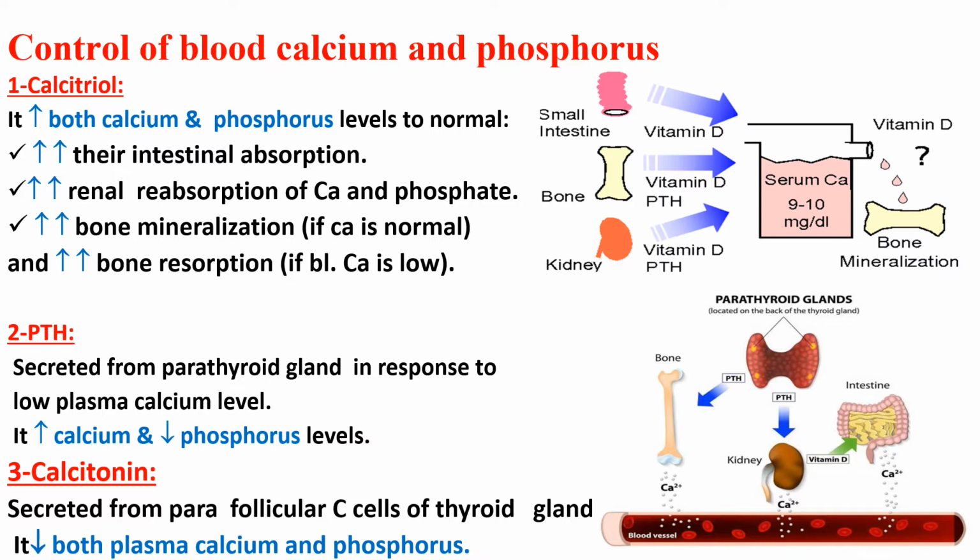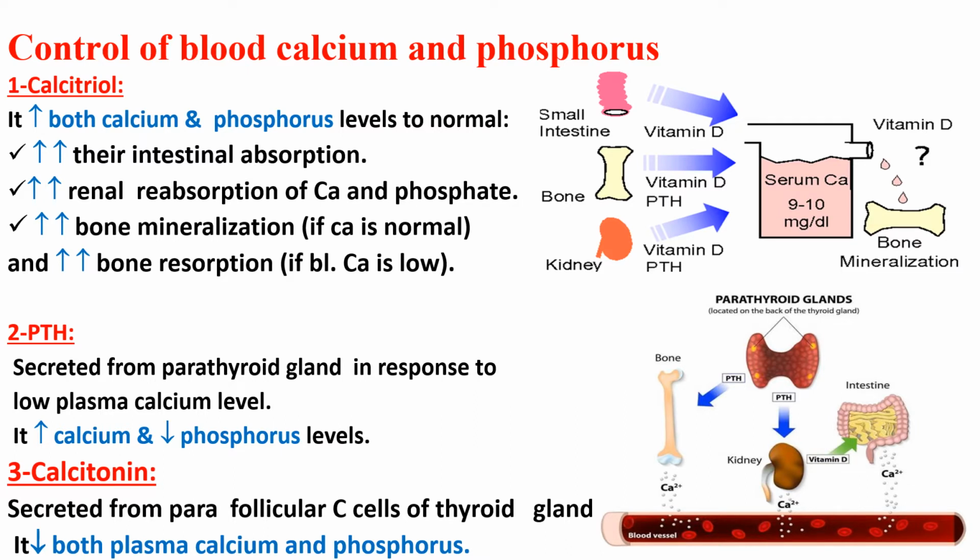Calcitriol increases both calcium and phosphorus levels to normal. It doesn't increase them above normal, no, it increases them just to normal level by increasing their intestinal absorption of both calcium and phosphorus. It increases their intestinal absorption, and also it increases their renal reabsorption.